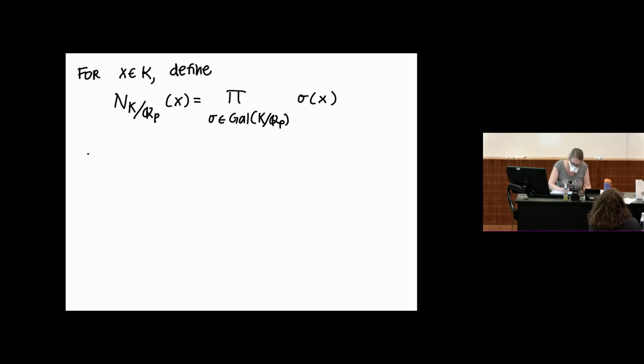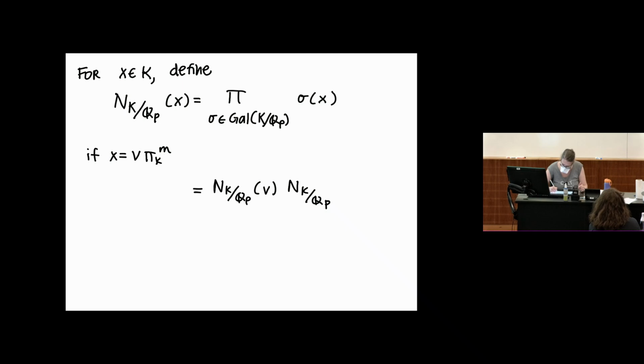And if x is v times pi_K to the m, each of these elements respects multiplication. So the norm of x is going to be the norm of that unit v times the norm of this prime pi_K to the m.